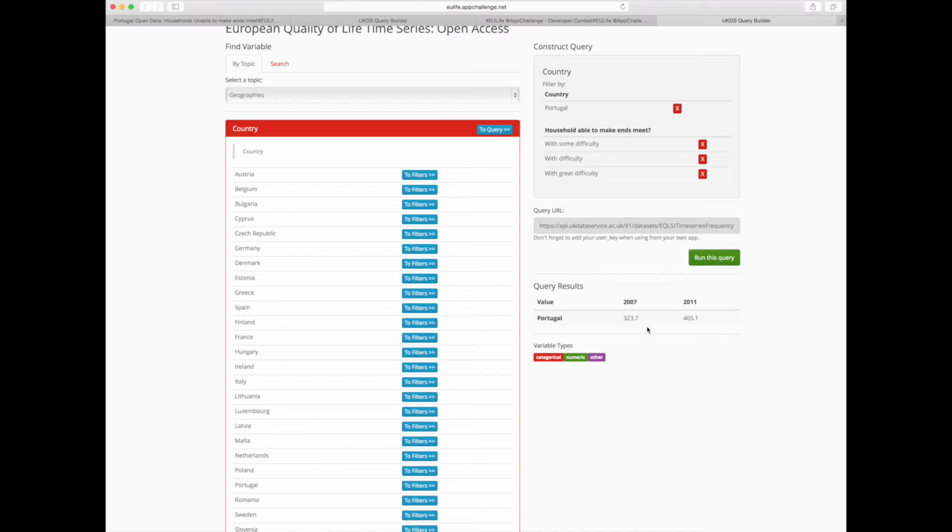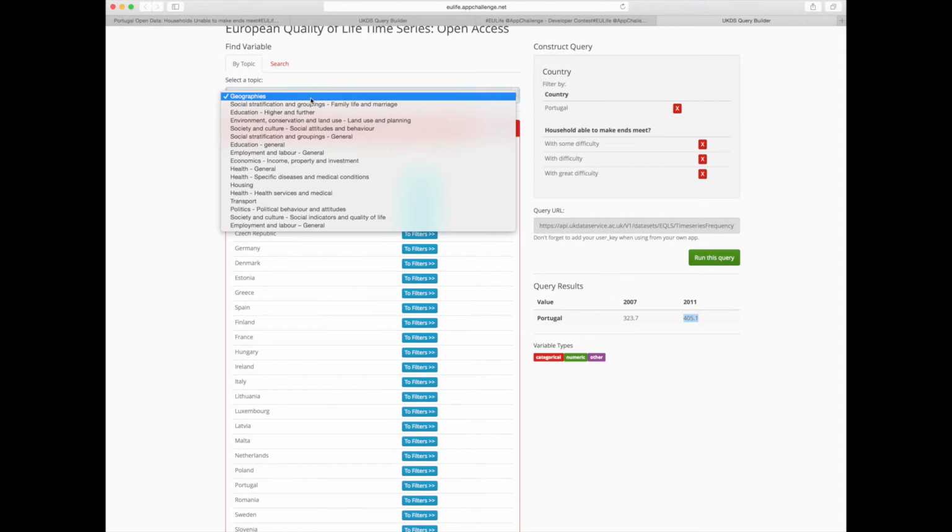So basically I can see this is a weighted variable. So it kind of is a number, but they've been modified for statistical reasons. So I can see that 323.7 people, or weighted people, said yes, they were having that problem in 2007, and then it appears to go up in 2011. But what I don't know from this is what the totals were.